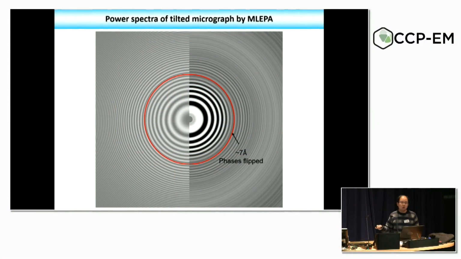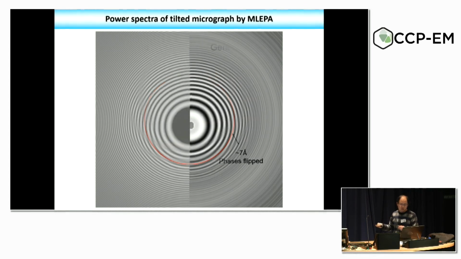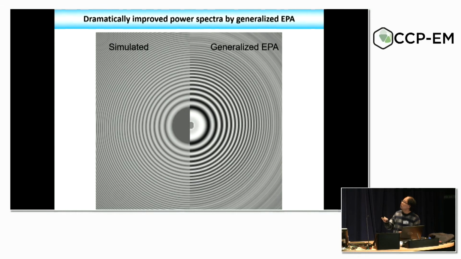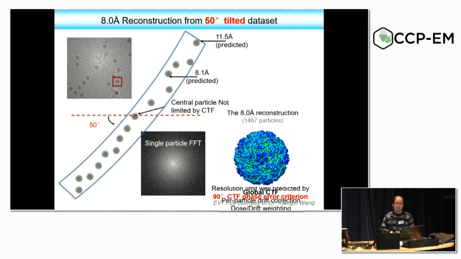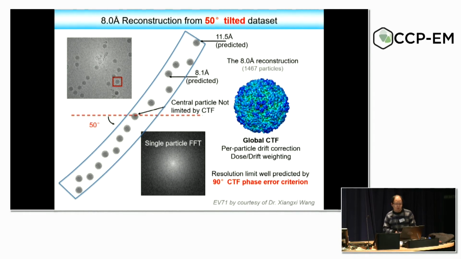You have completely wrong structure information. You can't just correct your CTF using this CTF information. But if we do the generalized equal phase average, you can see Thon rings all the way up to very high resolution, nicely fitted to all the theoretical Thon rings. And you see much better signal-to-noise ratio.